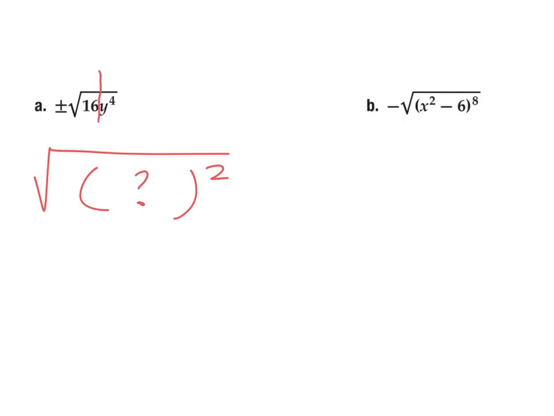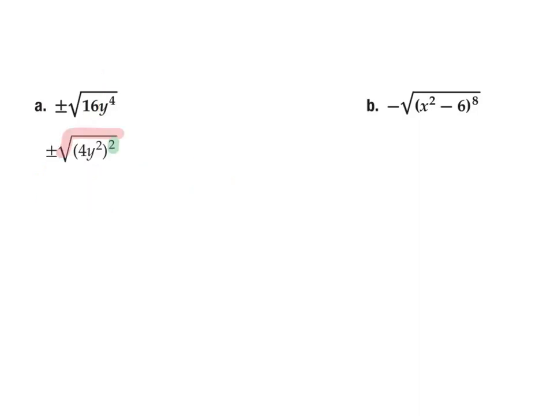Okay, so what number squared gives me 16? 4, okay? What number squared on the variable part? So what variable squared will give me y to the 4th? Y squared, okay? So in reality, what I'm thinking here is that 4y squared gives me the 16y to the 4th. And the reason that we do that, and that's why I highlighted the red and green there, is those two are inverse operations and they just cancel out.